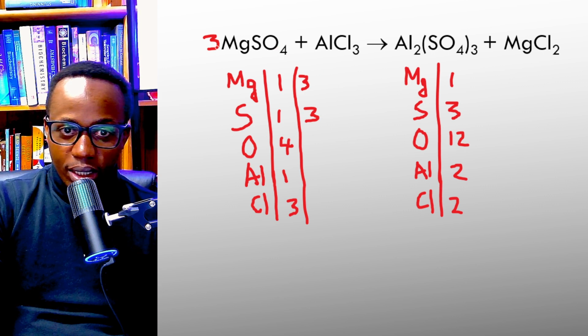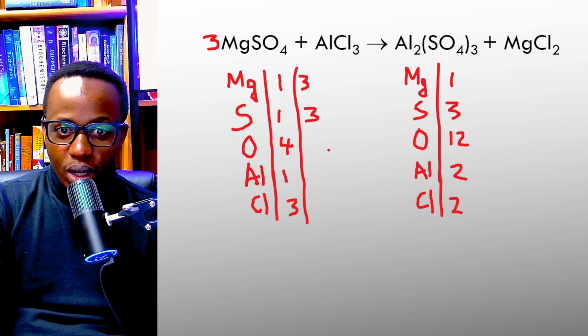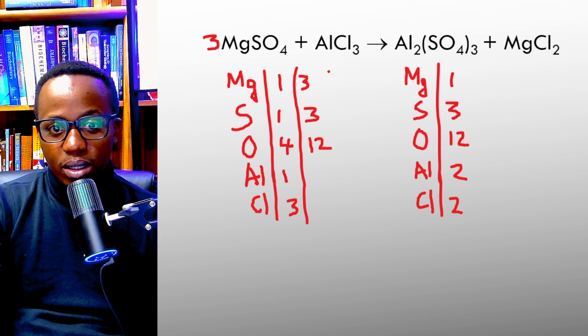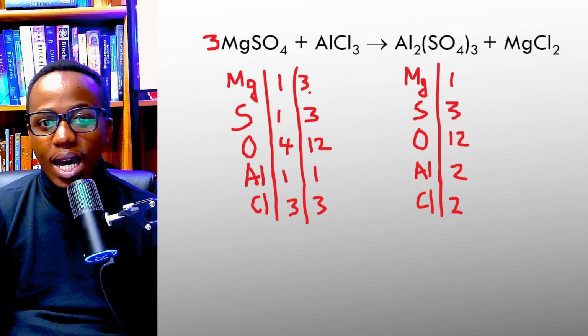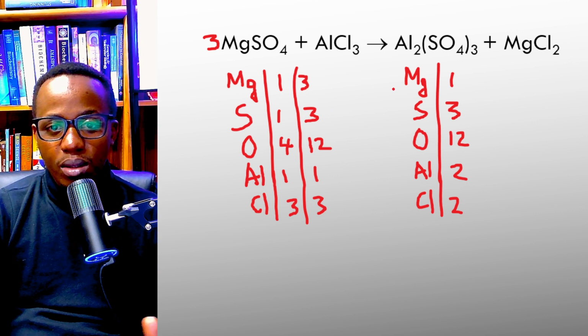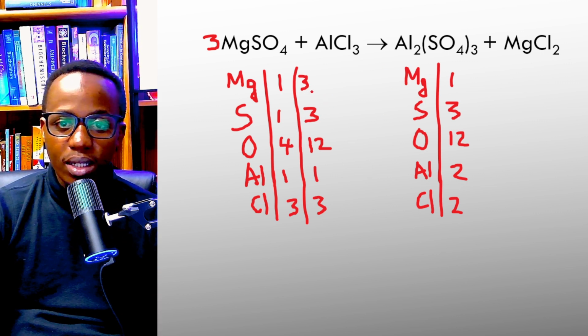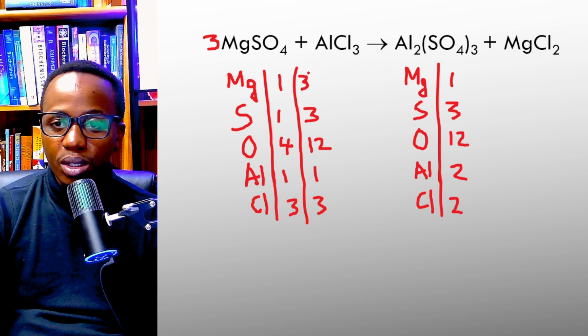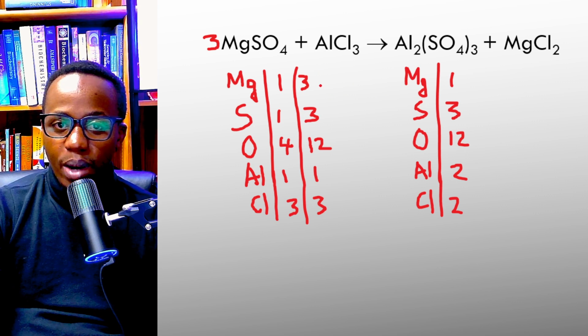And then oxygen is 3 times 4 now. So oxygen is 12. Oh, it's balanced as well. Aluminum is still 1. Chlorine is still 3. All right. So after we do that, we step back and go back from the top. Are we balanced? No. Why? Magnesium is 3 here, magnesium is 1. How do we solve that?